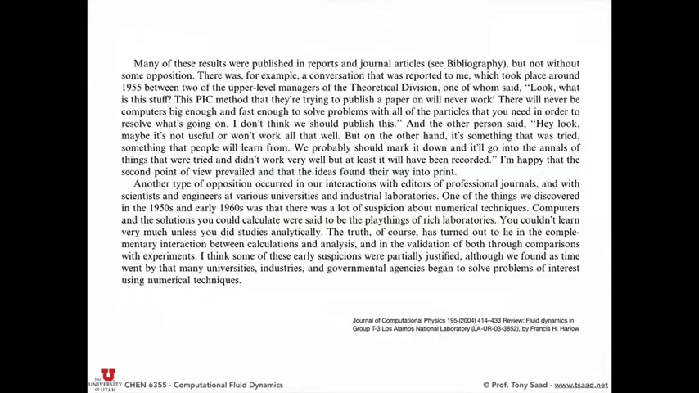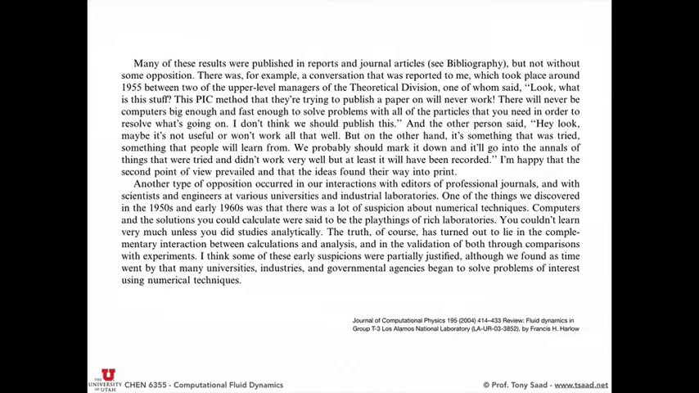And I'm going to show you a piece of an article that I will assign you to read by Francis Harlow. It was his memoir before he died, and it's on my website. I would like you to read that article. So this is a snapshot from that paper.